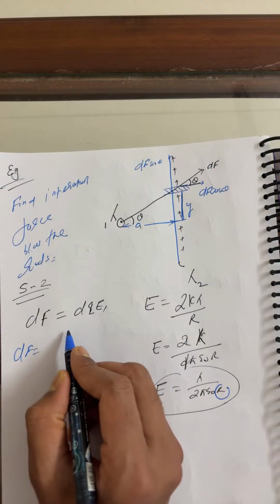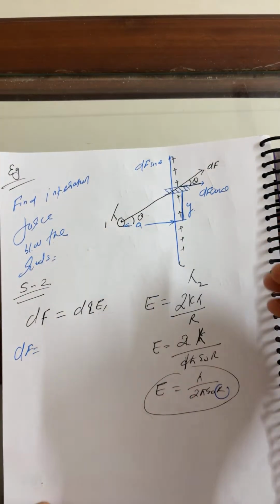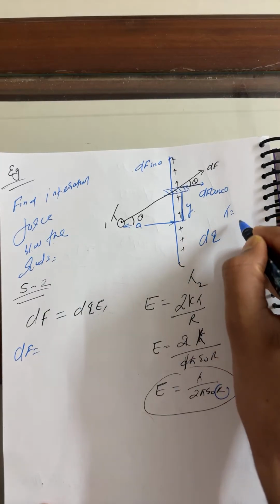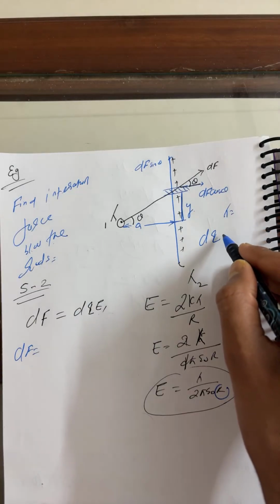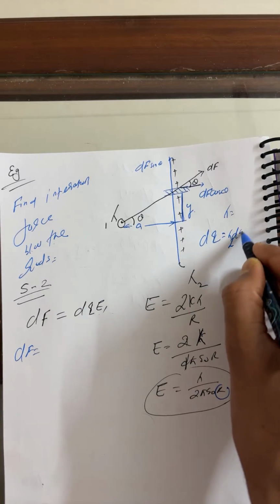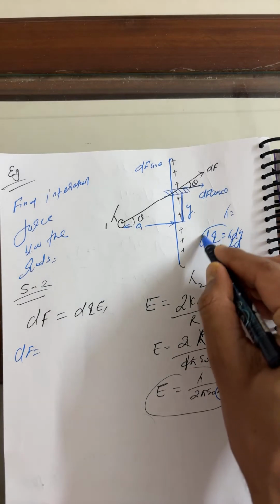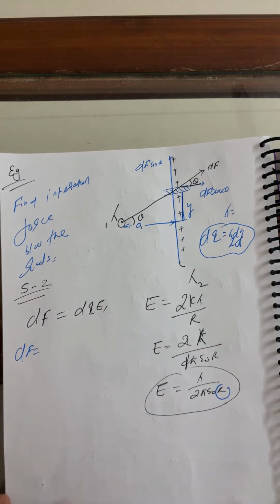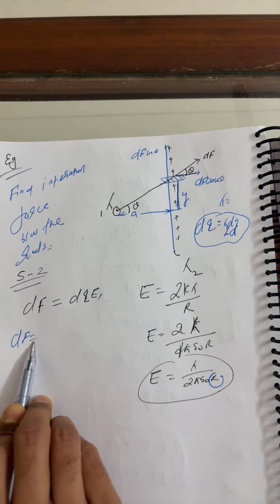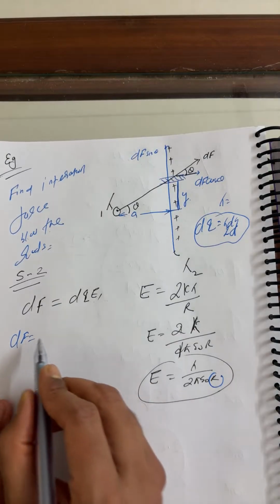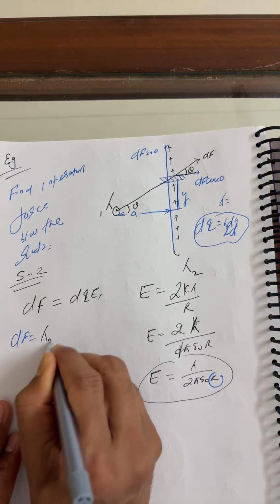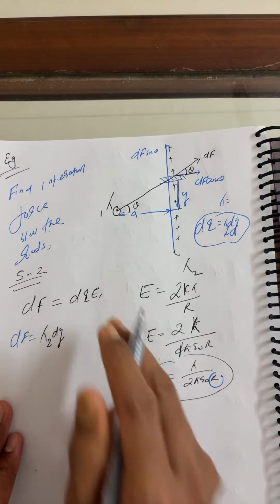What about dq? Just write it once. This is dq over here. Lambda is the charge per unit length, so dq is equal to lambda 2 into dy. This is the dF force. dq I have already written, which is lambda 2 into dy.